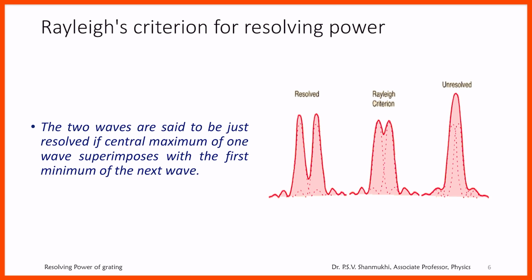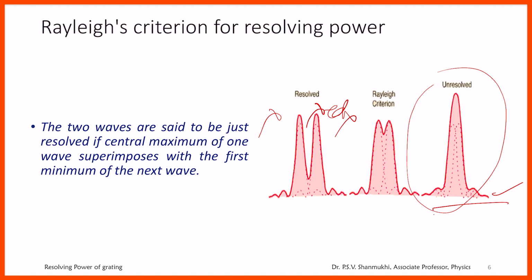The two wavelengths lambda and lambda plus d lambda are said to be resolved if the central maximum of one wave superimposes on the first minimum of the next wave. If the central maximum of one wave superimposes on the first minimum of the next wave, only then are the two waves said to be resolved. Observe this diagram. Here the two central maxima are superimposed. That's why these two are not at all separated.